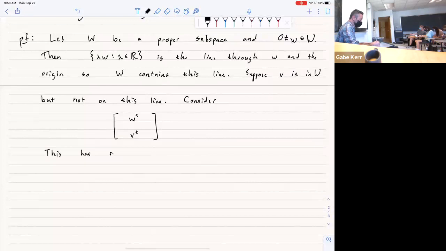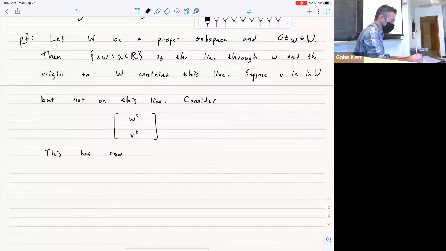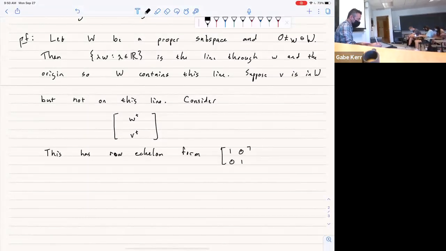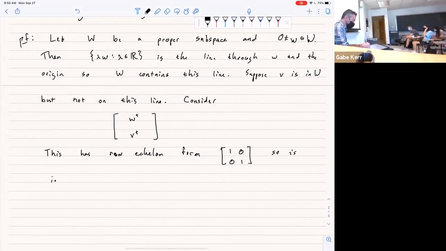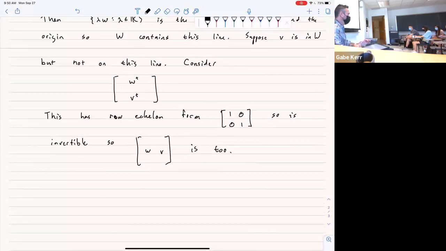It has a row echelon form, just by eliminating the other options. So it's invertible. But that means that its transpose is invertible, which is just this. Right? If something's invertible, then its transpose is invertible.